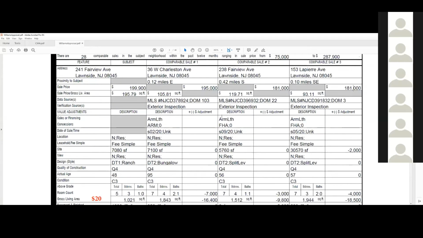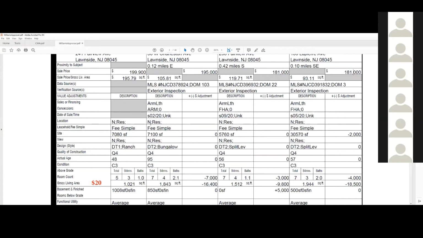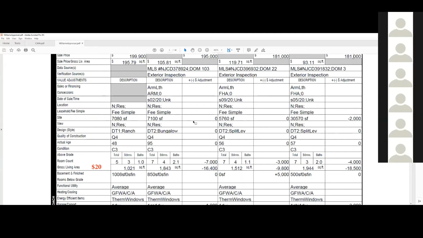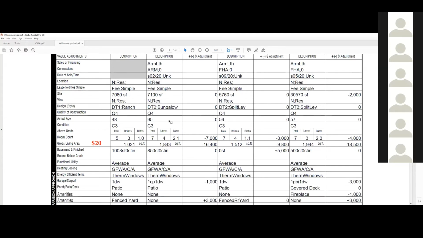All right. Locations, again, residential, fee simple, lot sizes. As you can see, lot size wise, they did not give any credit, right? But if you look at this last property here, it has 30,570 square feet versus 7,080. So they got a $2,000 credit. This property got a $2,000 credit, but our property valuation went down by $2,000. So here's the report. Q4, Q4, Q4, Q4, no adjustments on any of them.